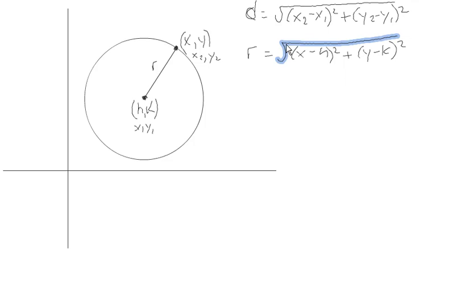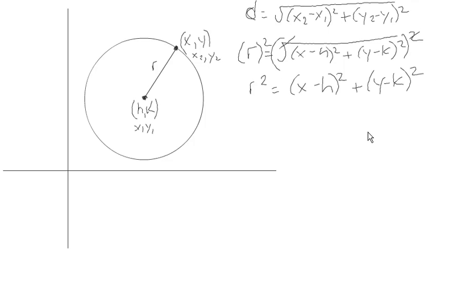But if I were to square both sides of this equation, I would cancel the whole radical by squaring, and I would end up with r squared equals (x minus h) squared plus (y minus k) squared. That's where the formula for the radius and center of a circle comes from. You can see that r squared is simply the radius value, but we have to square it to fit it into this standard formula.